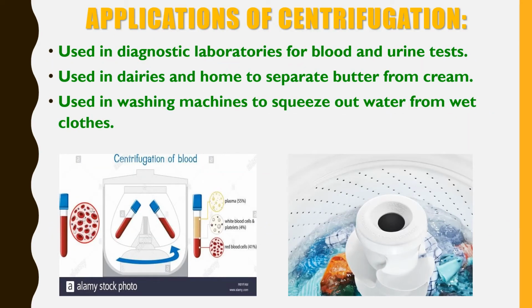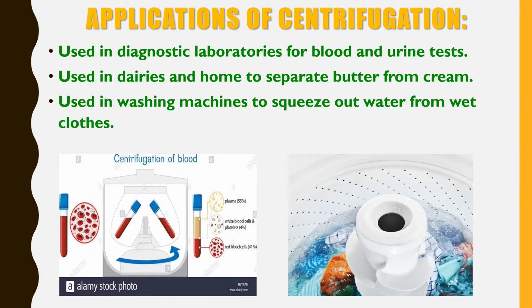First, they are used in diagnostic laboratories for blood and urine tests, as you can also see in the picture given over here. Another application is that it is used in dairies and homes as well to separate butter from cream, and also used in washing machines. You can see over here in the diagram, it is used in the washing machine. This principle has been used to squeeze out water from wet clothes. So this is all about the centrifugation process.